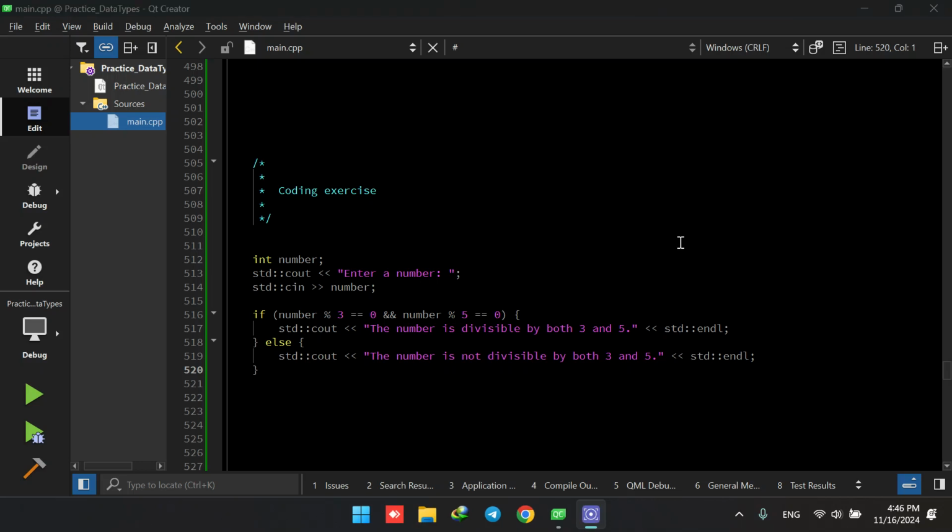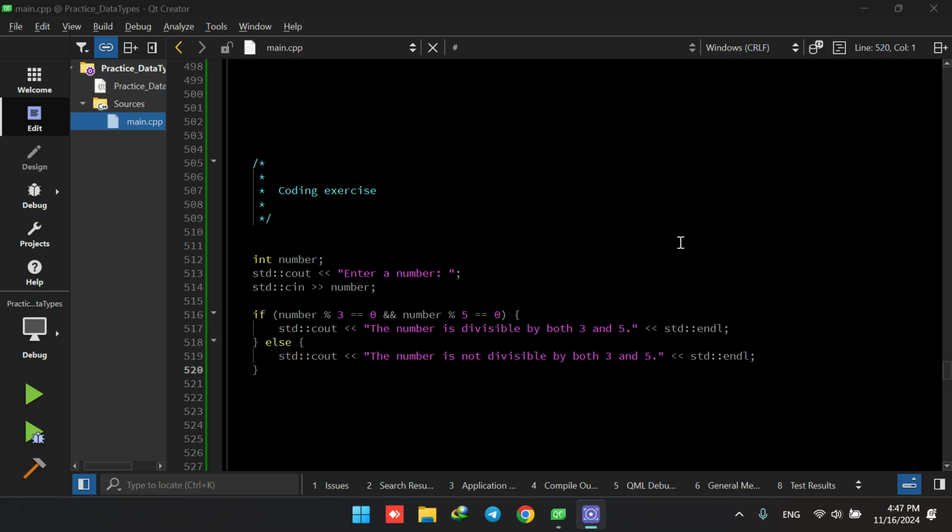Welcome back. Let's try some more coding exercises for logical operators. We would like to write one program that checks to see if the number that is read from the user is divisible by both 3 and 5.